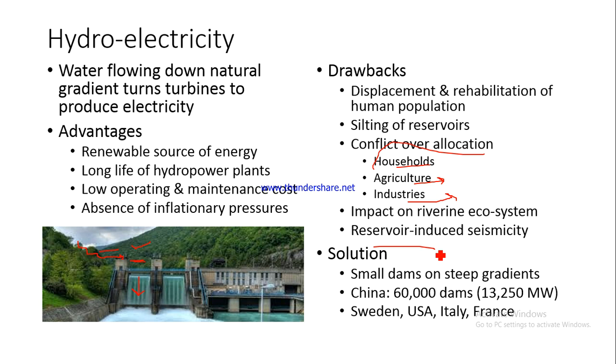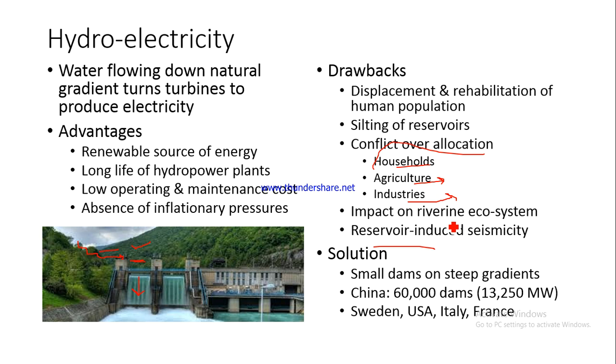What are the solutions then? The solutions are, first, don't go for very big hydroelectric projects like the one in Tehri or like the Sardar Sarovar Dam on the river Narmada, in the areas near the Gujarat and Madhya Pradesh border. So don't go for these kind of big projects.